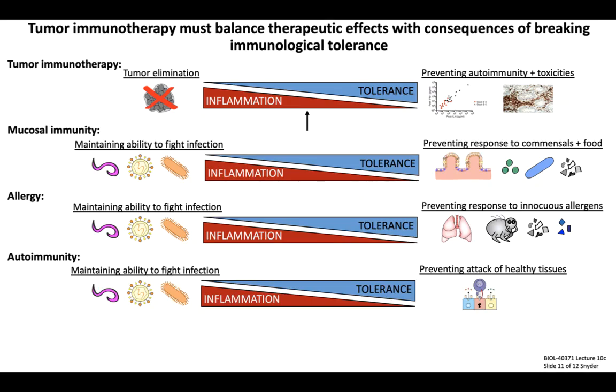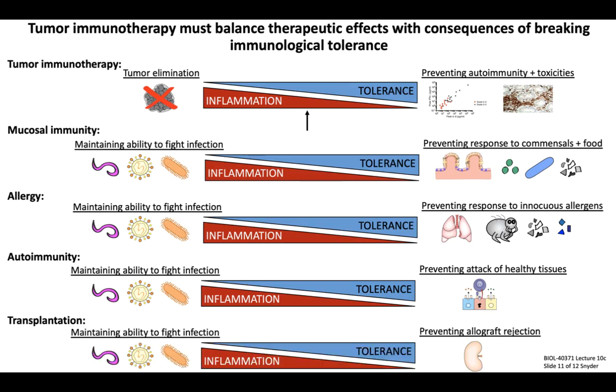Autoimmune diseases occur when tolerance to self-antigen is broken, meaning that the inflammatory responses used against infectious microbes are mistakenly directed towards self-tissues. Any therapies used to treat autoimmunity must try to restore this balance between inflammation and tolerance in order to suppress pathological immune activation, again, while still maintaining the ability to fend off infection. Lastly, recipients of allogeneic organ transplants must also receive treatments that suppress immune responses enough to prevent allograft rejection while still maintaining the ability to eliminate pathogens.